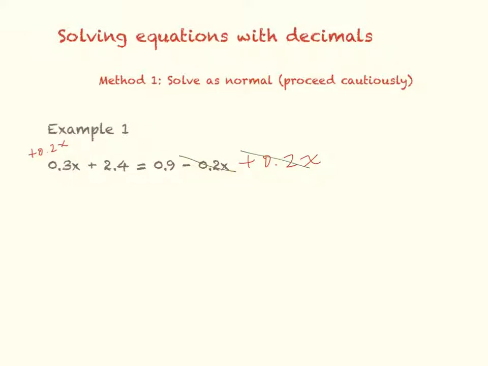On the left-hand side, we're going to be adding those two together. So we get 0.2 plus 0.3, which gives us 0.5x. The 2.4 here remains untouched, right? It's not going anywhere yet. And over on the right side, now that these two are crossed out, all we're left with is the 0.9.